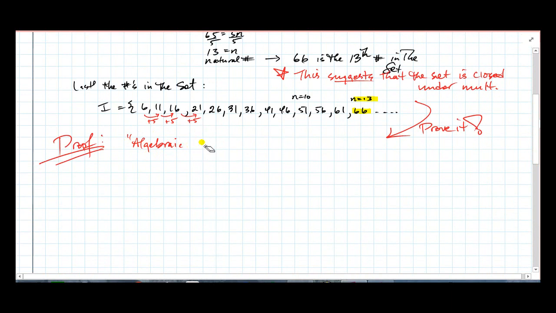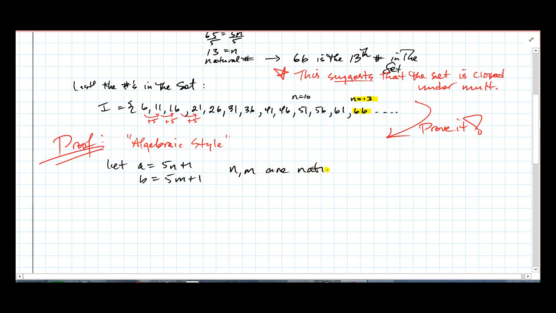Algebraic style proof, okay, using algebra. So here we go. What you do is you say, we need to take two general numbers in the set. And remember the form, okay, the form is 5n plus 1. So we let a equal to 5n plus 1. That's your first number. A is the first one. B has got to be different, so you use a different variable. So 5m plus 1, where n and m are natural numbers.